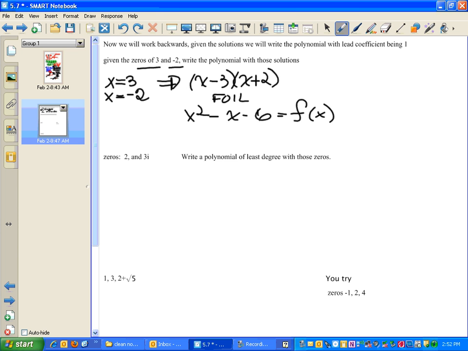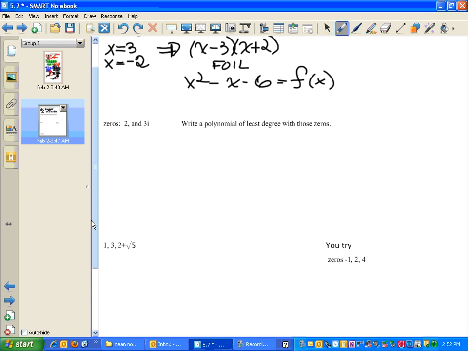Pretty straightforward. Okay, so let's mix it up a little. What makes this next problem different? The i's have it. All right, x equals 2, x equals 3i, but we don't ever get just 3i. We always get them in pairs. What's this poor guy's pair? Negative 3i. This is the one that you need to realize is missing.